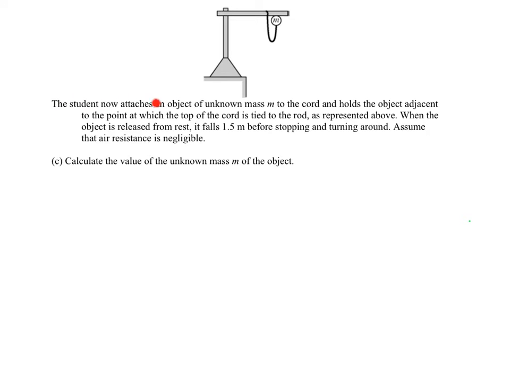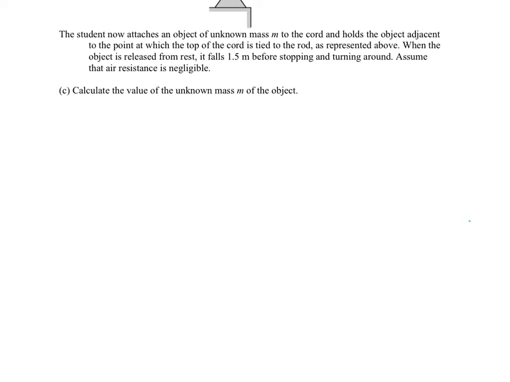The student now attaches an object of unknown mass m to the cord and holds the object adjacent to the point at which the top of the cord is tied to the rod as represented above. When the object is released from rest, it falls 1.5 meters before stopping and turning around. Assume that air resistance is negligible. C. Calculate the value of the unknown mass of the object. We'll probably want to do this as some sort of energy balance. So we let go of the object. It falls 0.6 meters in free fall.